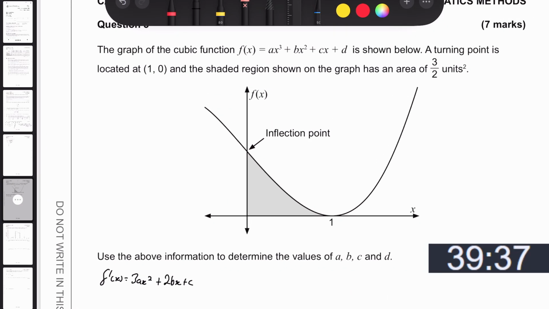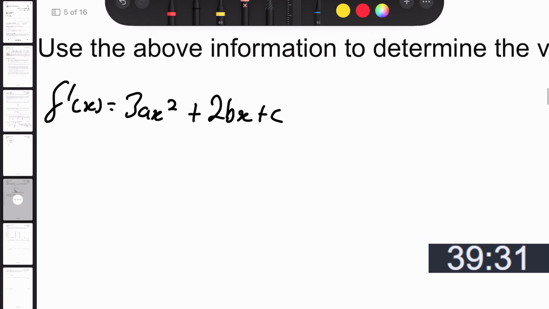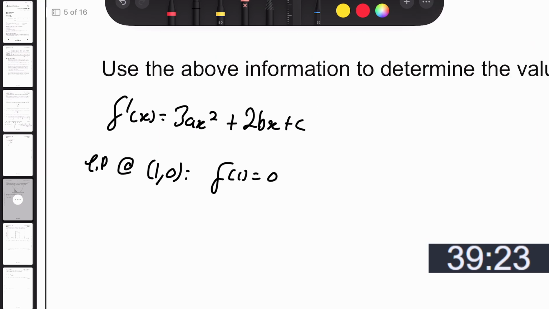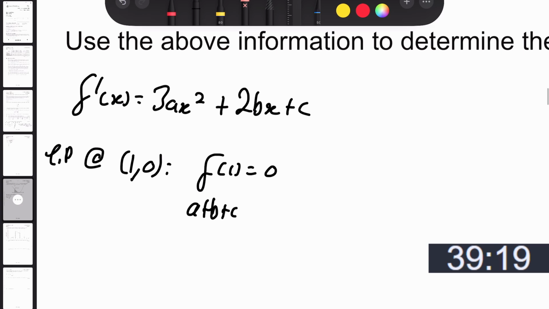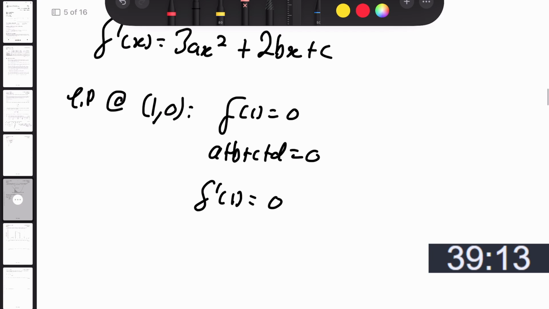A turning point is located at 1, 0. So then f of 1 must equal 0, so we know that a plus b plus c plus d must equal 0. And then f dash of 1 must equal 0 as well. So we know that 3a plus 2b plus c must equal 0.